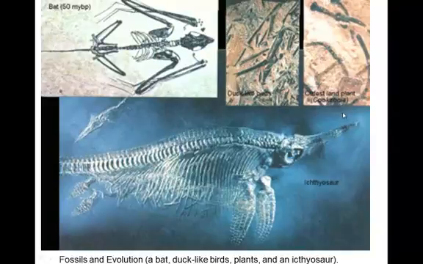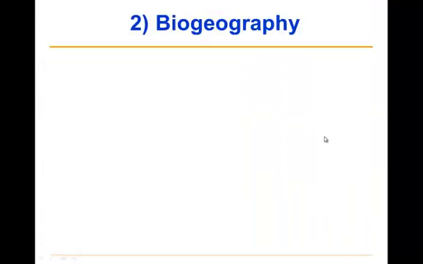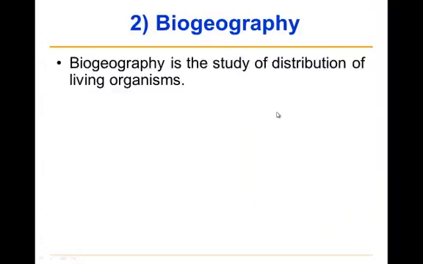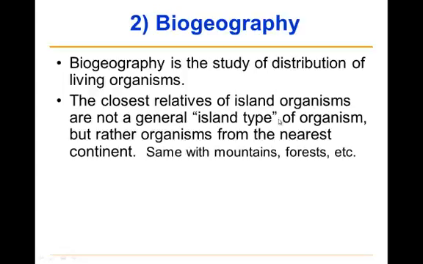It's kind of funny. Anyway, a second line of evidence is biogeography. Biogeography is the study of the distribution of living organisms. And it turns out that if we want to find the closest ancestor of, say, species that live on an island, we don't look at other islands for a general island type of organism. Rather, we look at the nearby continents, the nearby mainlands, and we find that the closest ancestor is there.